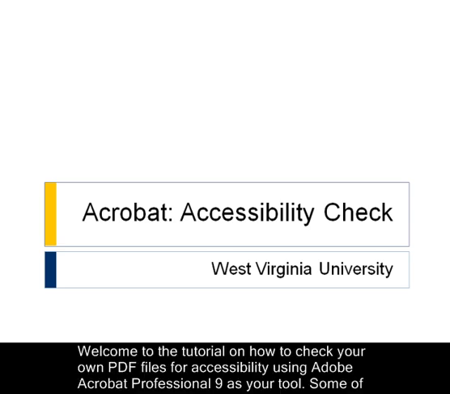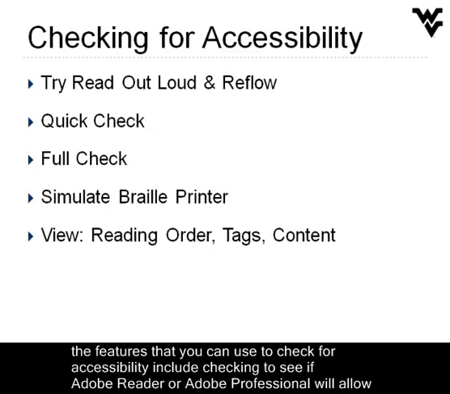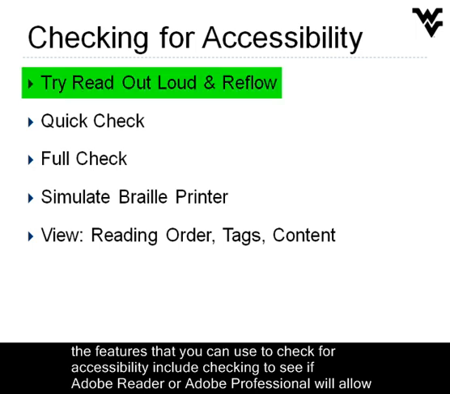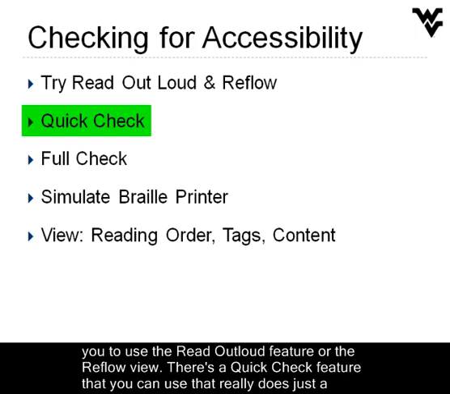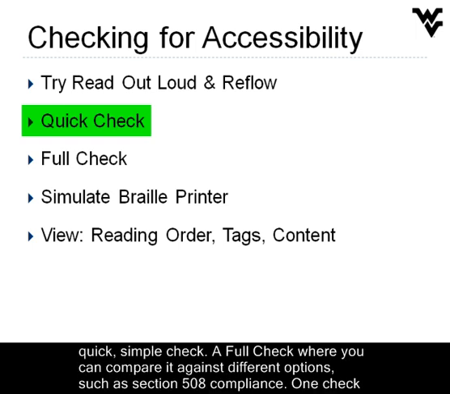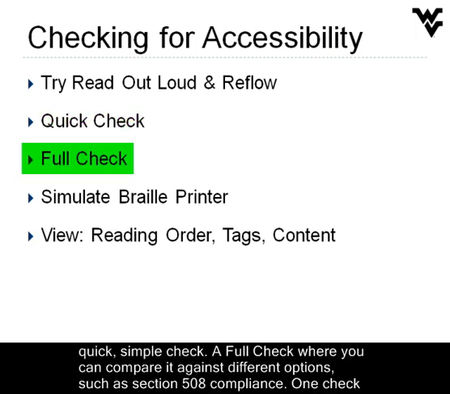Welcome to the tutorial on how to check your own PDF files for accessibility using Adobe Acrobat Professional 9 as your tool. Some of the features that you can use to check for accessibility include checking to see if Adobe Reader or Adobe Professional will allow you to use the Read Out Loud feature or the Reflow view. There's a quick check feature that really does just a quick, simple check. A full check where you can compare it against different options such as Section 508 compliance.